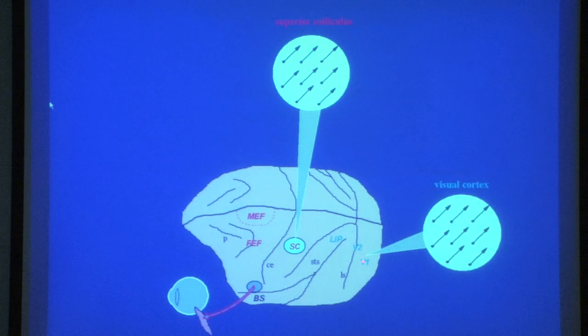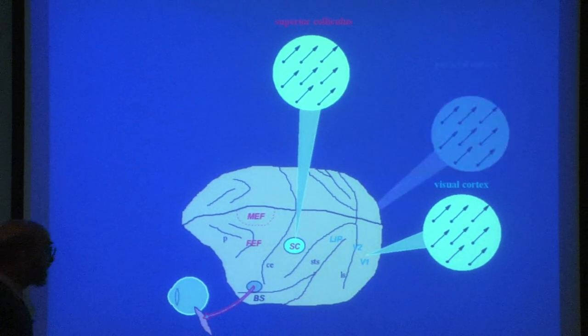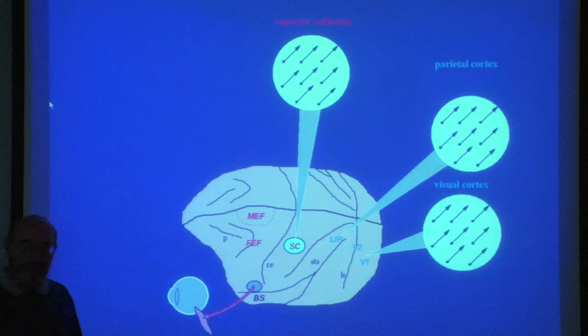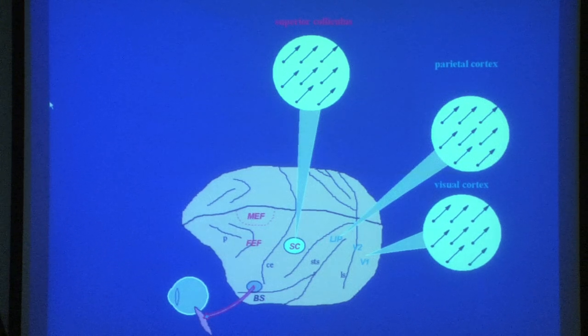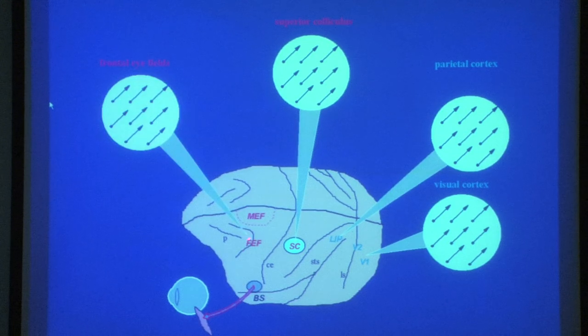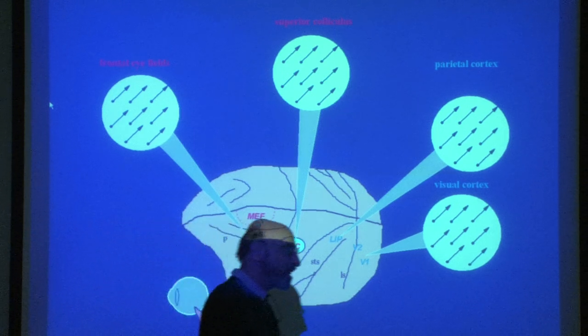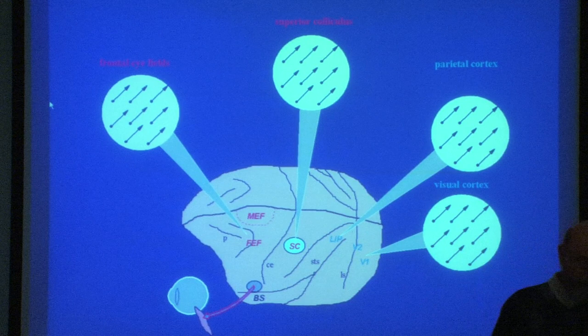All right, so if you stimulate the visual cortex, in this case V1, for example, you get the same kind of coding operation. You get vector saccades, okay, constant vector saccades. Then if you do the same thing in LIP, you also get a constant vector saccade. And if you do that in the frontal eye fields, you still get the same thing. So all of these areas seem to be coding saccadic vectors.